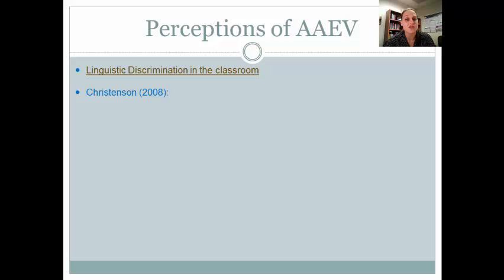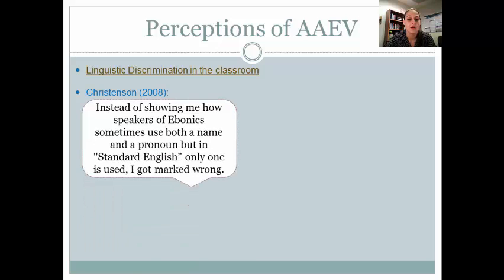And again, just remember, these are students describing how they were made to feel about their dialect in school by teachers. Instead of showing me how speakers of Ebonics, and Ebonics is another word for African American English vernacular, sometimes use both a name and a pronoun, but in standard English only one is used, I got marked wrong.